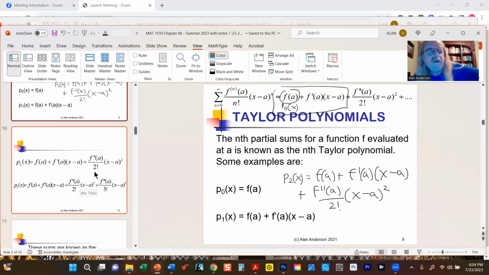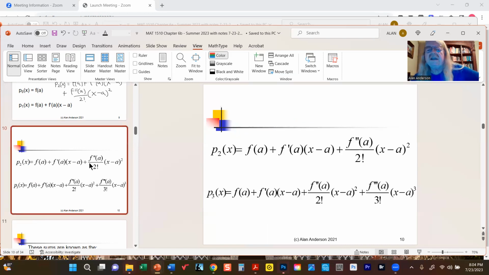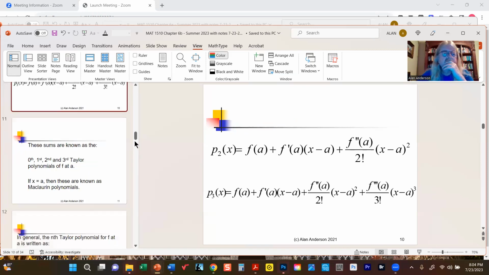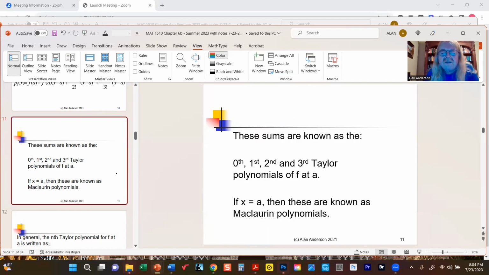And then we can take it as far as we need to. We can have P3 as well. But like I said, in practice, it's often not necessary to go out quite that far. But this is what it would look like. So these are known as special names. P0 of x is called the 0th polynomial, believe it or not. This is the first, P1 of x, P2 of x, and finally P3 of x. Taylor polynomials of f evaluated at x equals a.